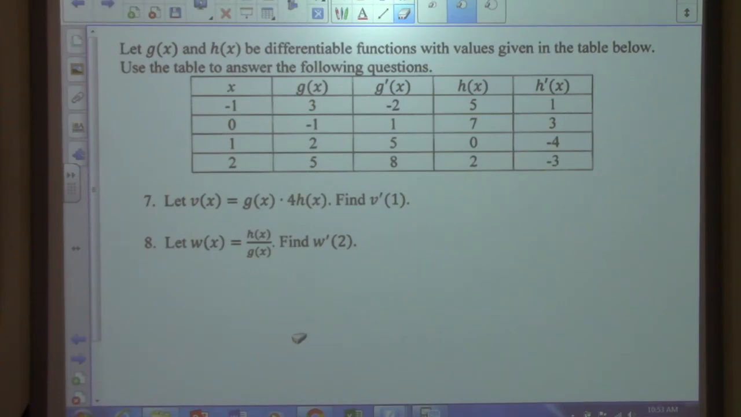Okay, g of x and h of x are differentiable functions with values given below. And then we have this one here, 7 and 8. So the main thing is, if you remember, to use the box to put things together and use your high, low, d high, d low. These things shouldn't be that hard. To me, it's about being organized. If you're organized through this thing, that shouldn't be hard.